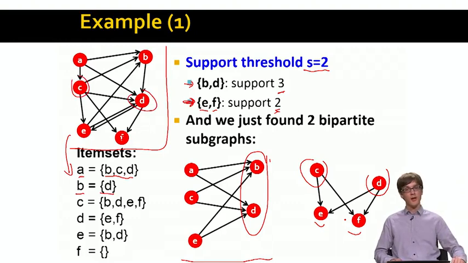So this is basically how this method works, and how it allows us to extract bipartite subgraphs. An important point here is that these bipartite subgraphs have to be fully connected, which means all the nodes on the left have to link to every node on the right.